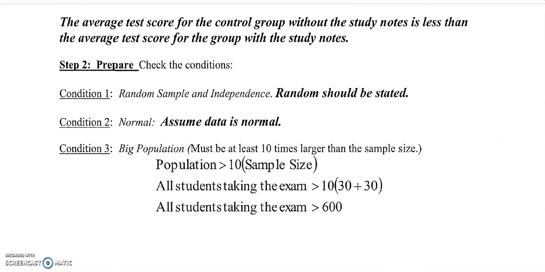So our conditions still need to be met. Condition 1 needs to be random, which should have been stated in the problem. We assume the data is normal. Remember, we need 30. We do have 30 in each group, so we're good there. And our population has to be greater than 10 times the sample size. So our population is all students taking the exam. That's greater than 10 times n1 plus n2, which is 30 plus 30 is 60. 60 times 10 is 600.